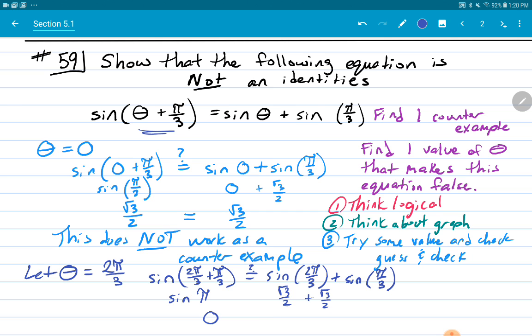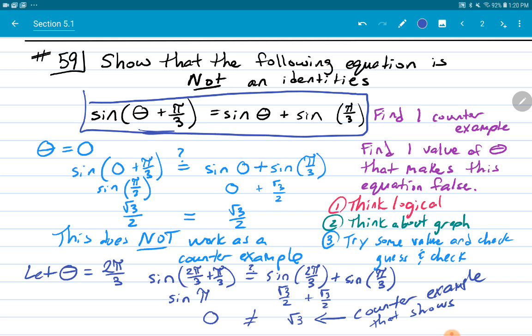And that gives me a total of radical 3 over 2 plus radical 3 over 2, which gives me radical 3. And that is not equal to 0. So this is a counterexample. That shows this original equation is not an identity.